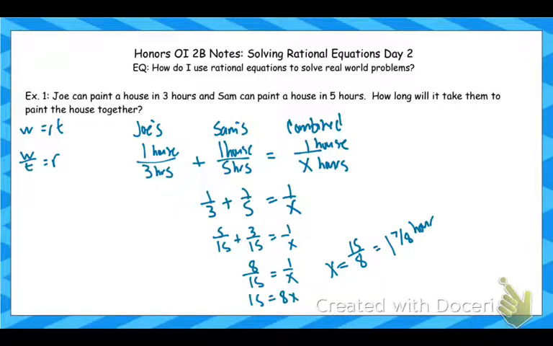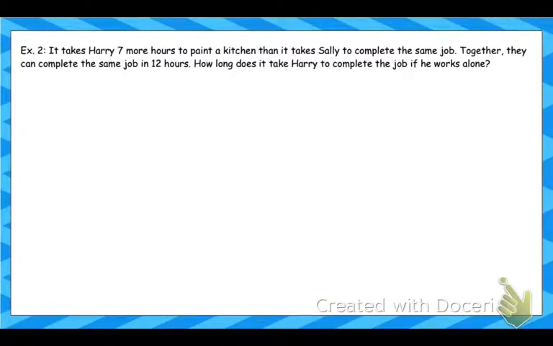Now we're going to use this same kind of method for some other questions that are going to be more actual rational functions and not just simple fractions. So let's look at another example. All right, it takes Harry 7 more hours to paint a kitchen than it takes Sally to complete the same job. Together, they can complete the same job in 12 hours. So again, what we need to do is consider their rates. Their rate is the amount of work they get done divided by the time they do it. So Harry can get one kitchen done in 7 hours more than Sally. So he would be x plus 7.